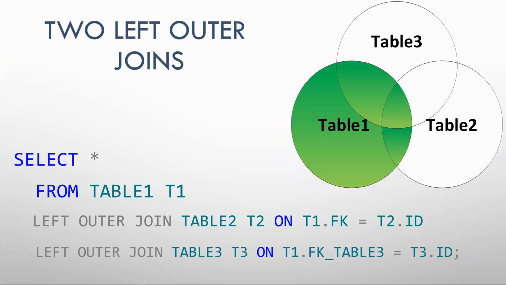Next, we'll take a look at two left outer joins. And remember, the left outer joins show everyone from the first table, and it shows who they match on the other tables if they match. Otherwise, it shows nulls. So in this example, it's going to show everyone from table 1 matched up with those things they match up with from table 2 and 3, or if they don't match, it'll show nulls.